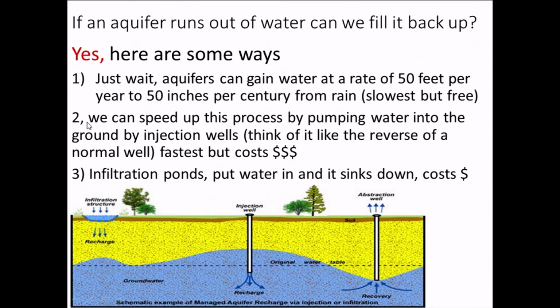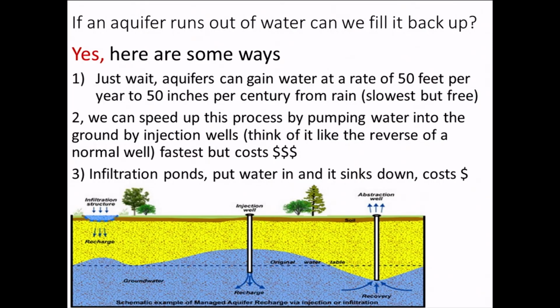Two. Humans can speed up the process by reversing a well, pumping water back into an aquifer. It could be sewage water or reclaimed water, usually, but this process can be pretty expensive. Pumping costs money and electricity, and building the pumps and drilling them also costs money as well. It is the fastest way to recharge an aquifer, however.